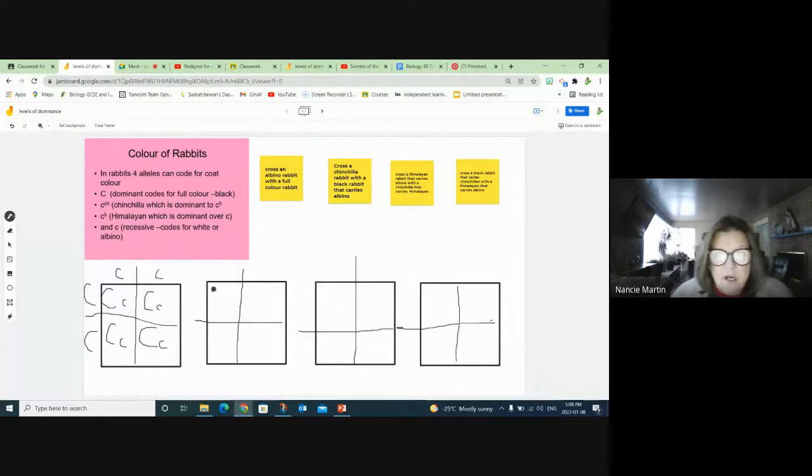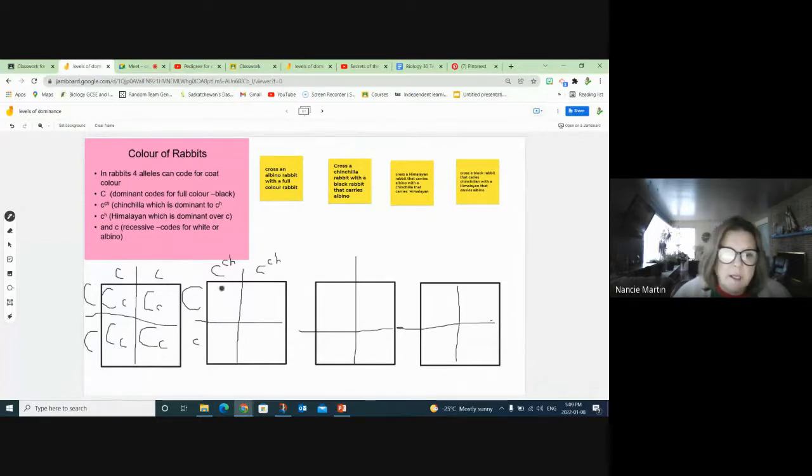Okay, so let's try a harder one. Cross a chinchilla rabbit. Okay, so it's a chinchilla rabbit, and it doesn't say it carries anything else. So I'm going to put in the chinchilla on both alleles here, with a black rabbit that carries albino. So it's going to be big C because it's a black rabbit, and a little c because it carries albino.